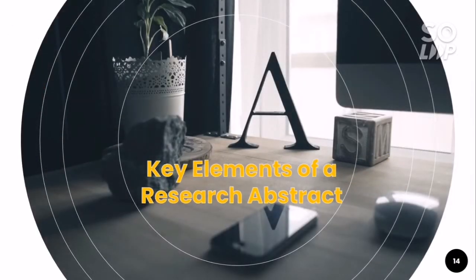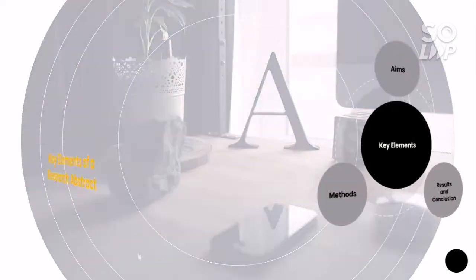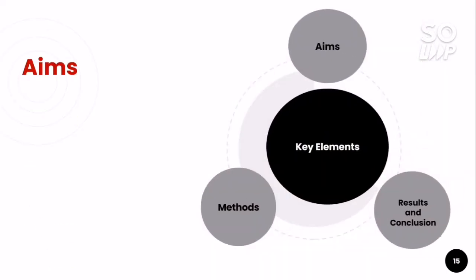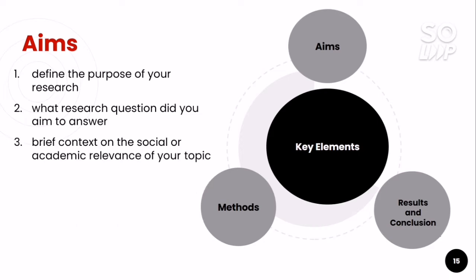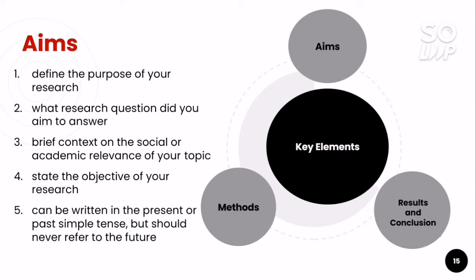Now, we have the key elements of a research abstract. Number one, we have the aims. First, define the purpose of your research. Second, what research question did you aim to answer? Third, brief context on the social or academic relevance of your topic. Fourth, state the objective of your research. And fifth, it can be written in the present or past simple tense but should never refer to the future.